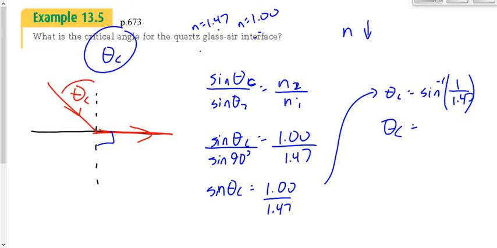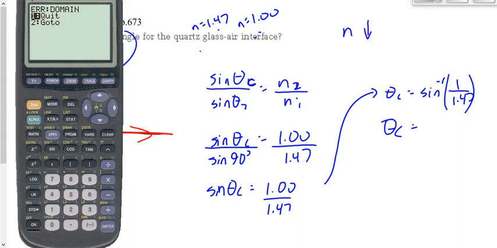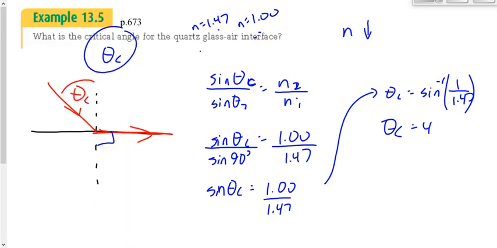So I know that it's 1 over 1.47, so let's go back and calculate that properly. Second function sine of 1 over 1.47 gives me a critical angle of 42.9 degrees. That's a pretty big critical angle. I think it's in the 20s for diamond. So clearly it would be easier to exceed the critical angle when it's 20-something than when it's 40-something. Hence, we want that high index of refraction to get more sparkle.